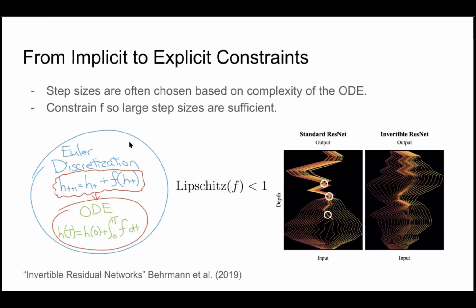So based on this, we constructed invertible residual networks that have the same functional form as a standard ResNet, but it's constrained to always be bijective. And this visualization on the right shows that the standard ResNets might end up learning reflections in the middle, while invertible ResNets are constrained to never cross paths.